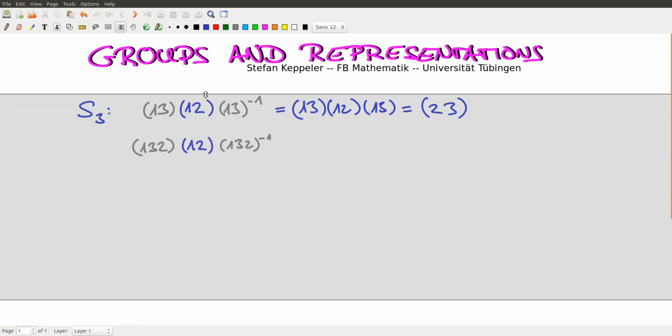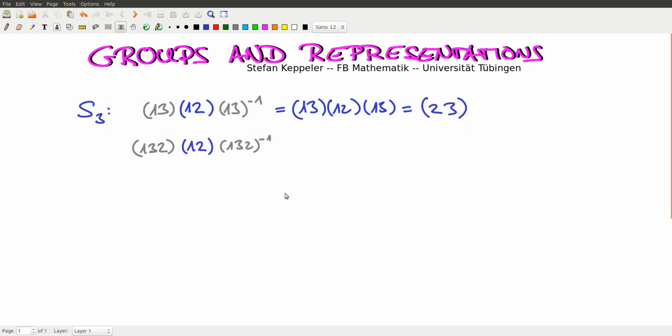Here's a different example. Let's conjugate the same group element again, the (1 2), but this time with a cyclic permutation (1 3 2). So what's the inverse of (1 3 2)? That's the other cyclic permutation, that's (1 2 3). And now let's calculate this product. So 1 goes to 2, 2 goes to 1, and 1 goes on to 3. So that's (1 3).